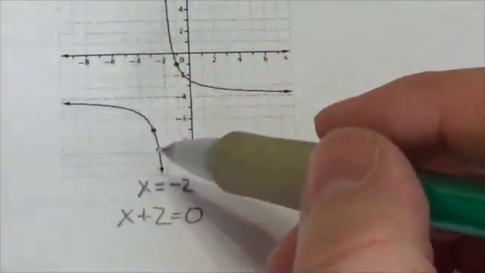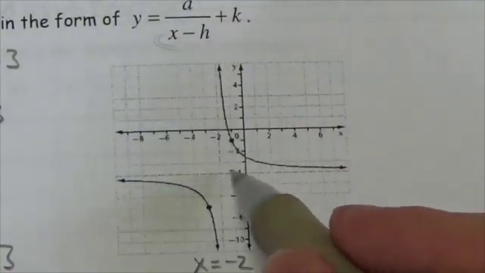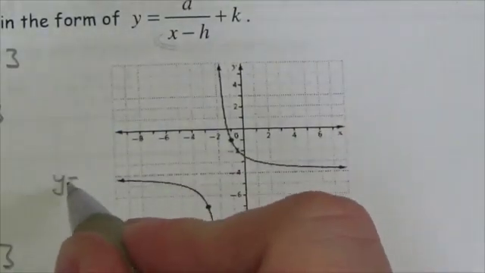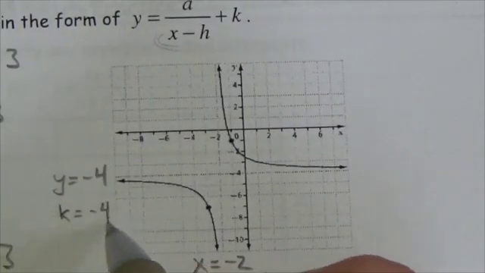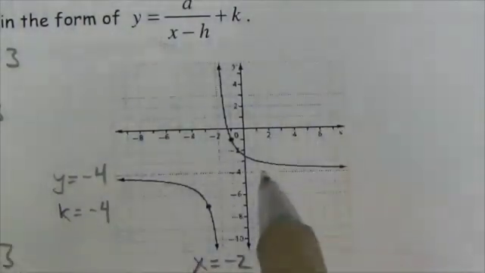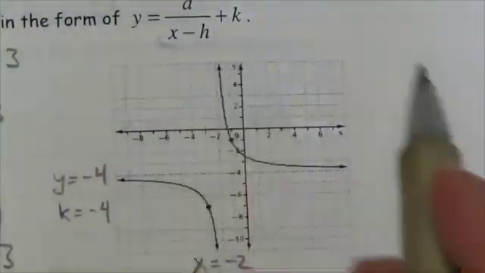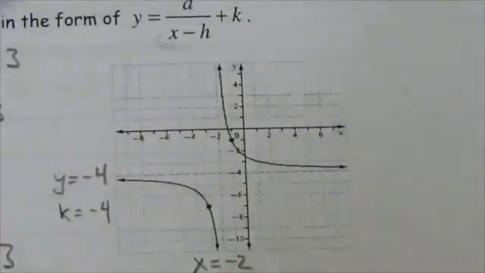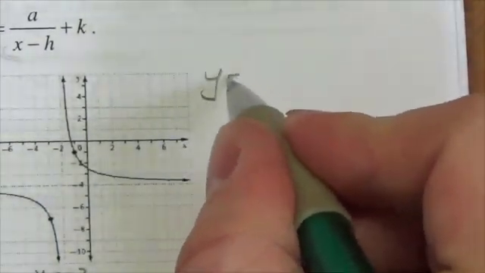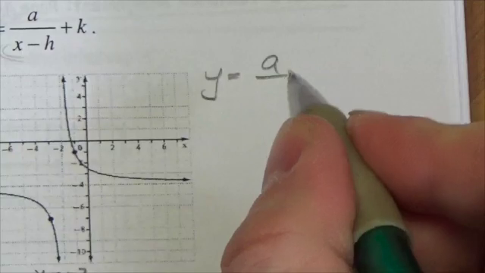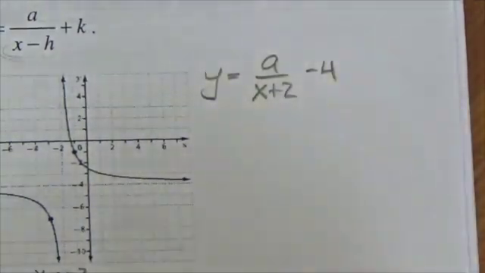Now I'm going to take a quick look here. Notice my horizontal asymptote appears to have been moved down to negative 4. So y equals negative 4. That means k is equal to negative 4. That vertical translation, that's what's moving that horizontal asymptote. That becomes my k value. Perfect. So now I can come over here and I can write out my equation here. Y is equal to a, still don't know what that is, over x plus 2 minus 4.